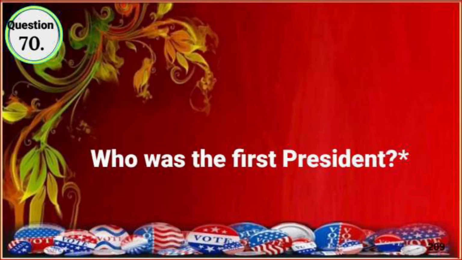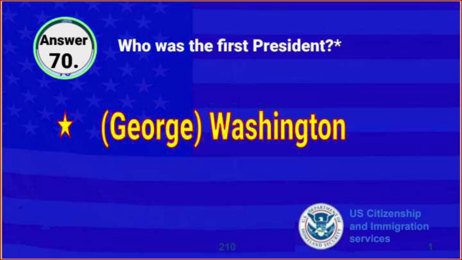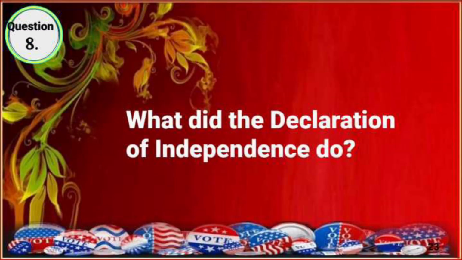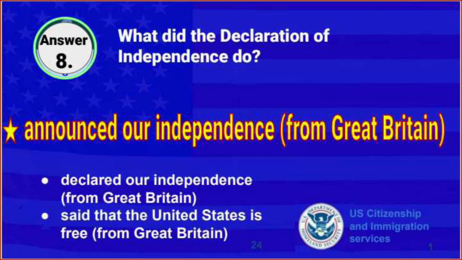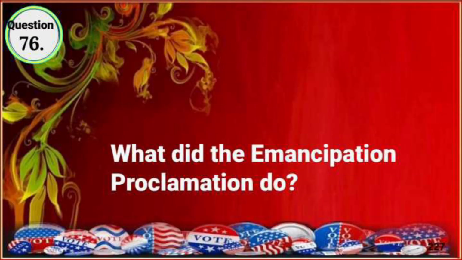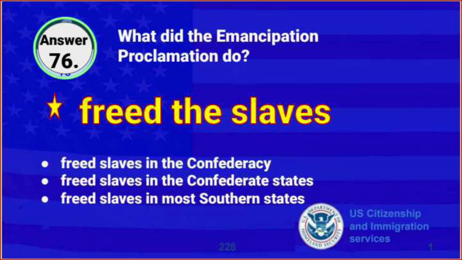Who was the first president? George Washington. What did the Declaration of Independence do? Announced our independence from Great Britain. What did the Emancipation Proclamation do? Freed the slaves.